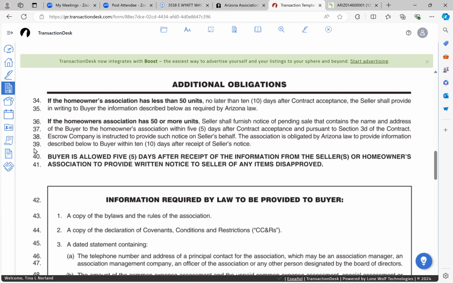Buyer is allowed 5 days after receipt of the information from the seller or homeowners association to provide written notice to seller of any items disapproved. So know that after you receive all this, after you receive a copy of the CC&Rs, you've got 5 days to provide written notice of anything disapproved.